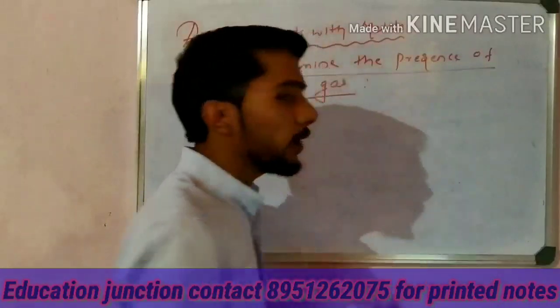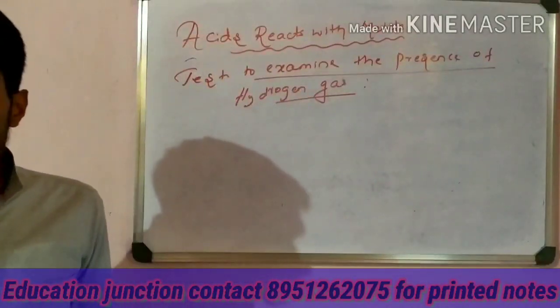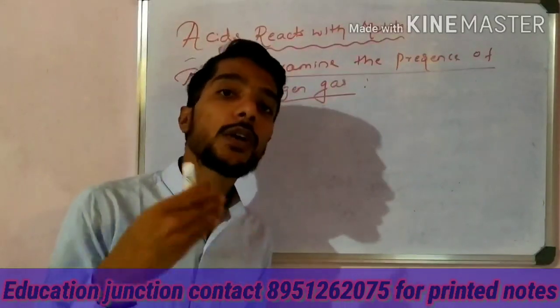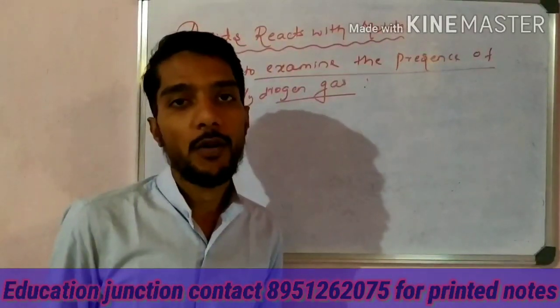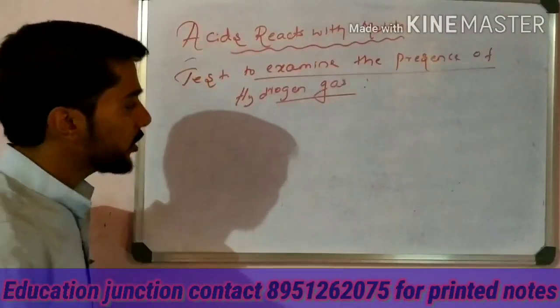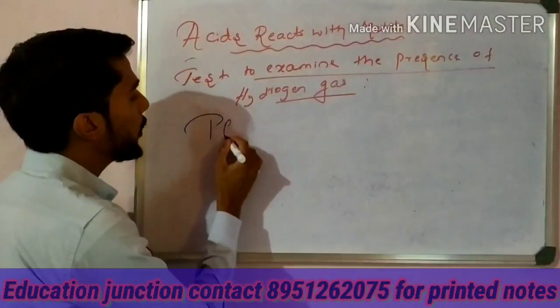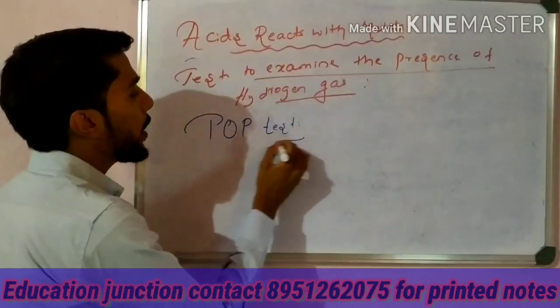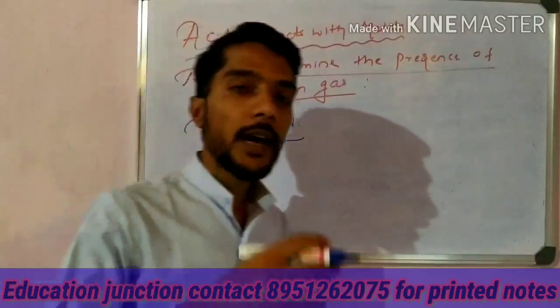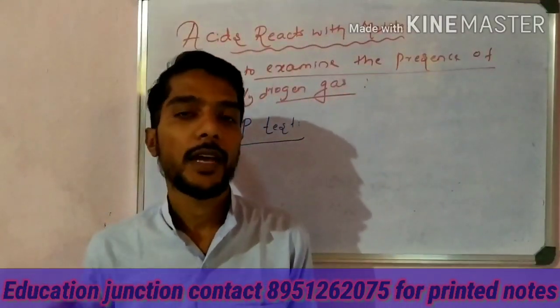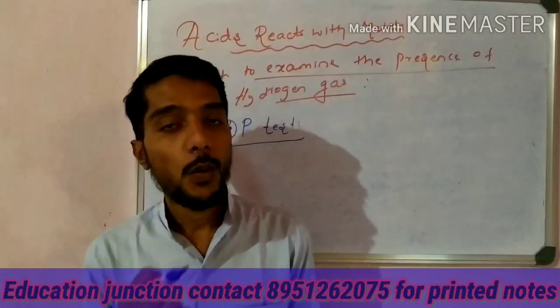Okay, that is very important. So which gas is liberated? Hydrogen gas is liberated. Explain how to test this gas. That gas is tested by the test named pop sound. P-O-P, pop test. By using the pop test we can identify that the releasing gas is hydrogen gas. So what is the pop test?